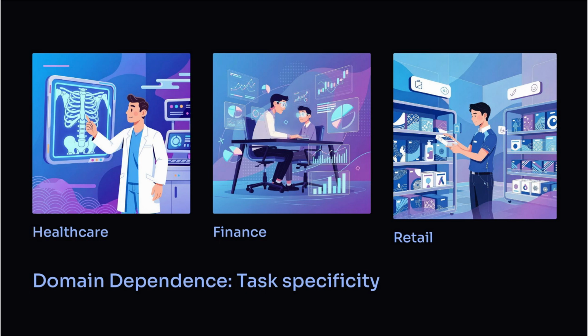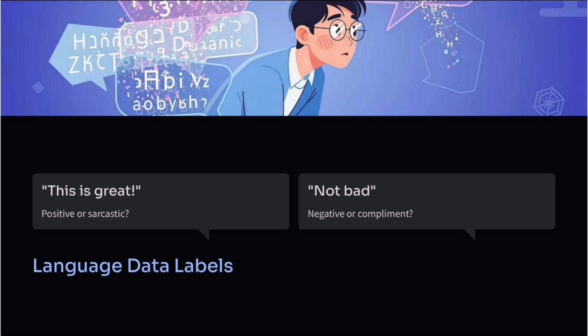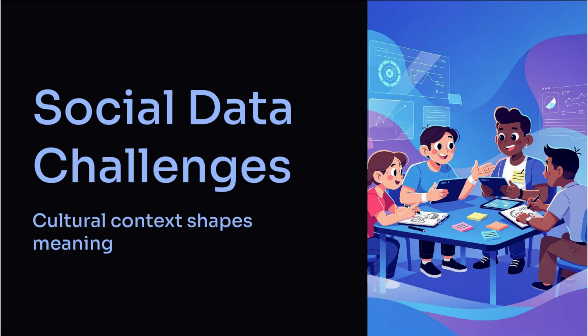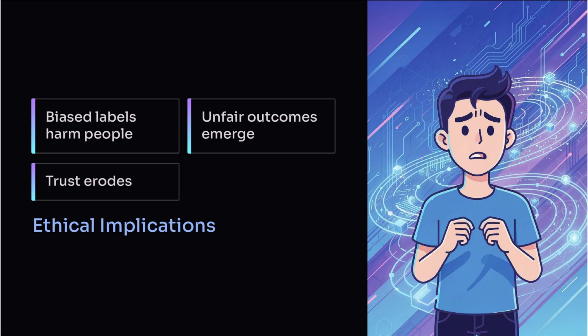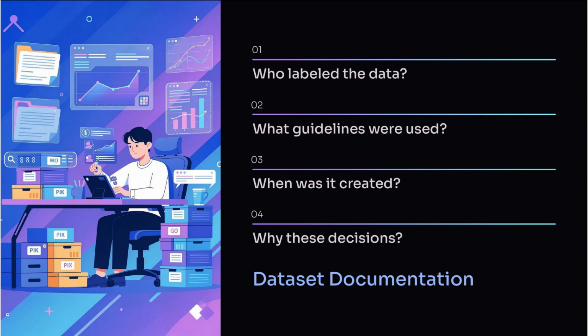Domain knowledge shapes labeling. Generic labels rarely suffice. Medical labels illustrate uncertainty. Diagnoses often involve probabilities. Language data reflects interpretation. Meaning varies with context. Social data embeds values. Labels may reflect norms rather than facts. Ethical issues arise when labels cause harm. Careful design is required. Transparency helps users understand limitations. Documentation matters. Datasets should record how labels were created and by whom.